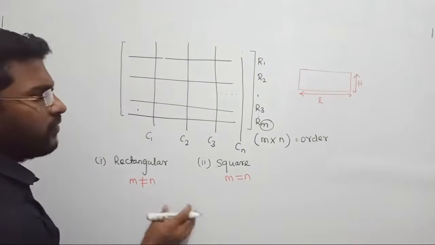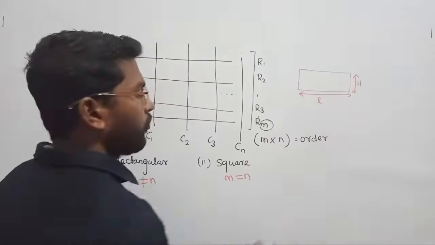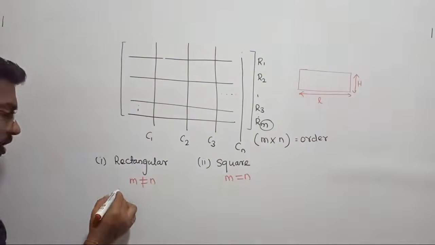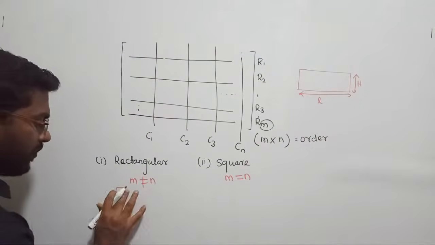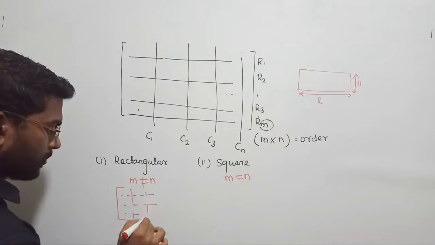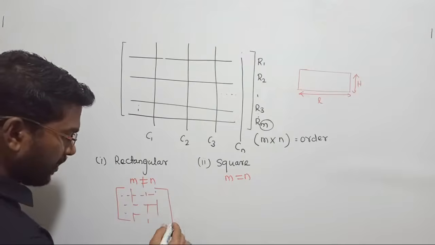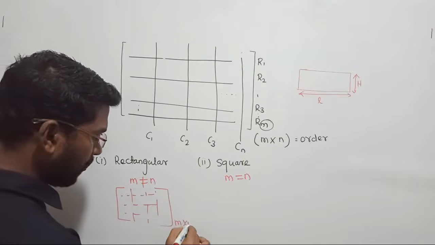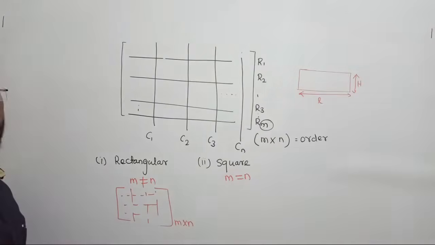So in a rectangular matrix, what are you going to get? You are going to get a different length and a different height. Let me define it. In the case of a rectangular matrix, we can simply consider some number of rows and some number of columns, and they can be different, so the order is m cross n. That is the rectangular matrix.